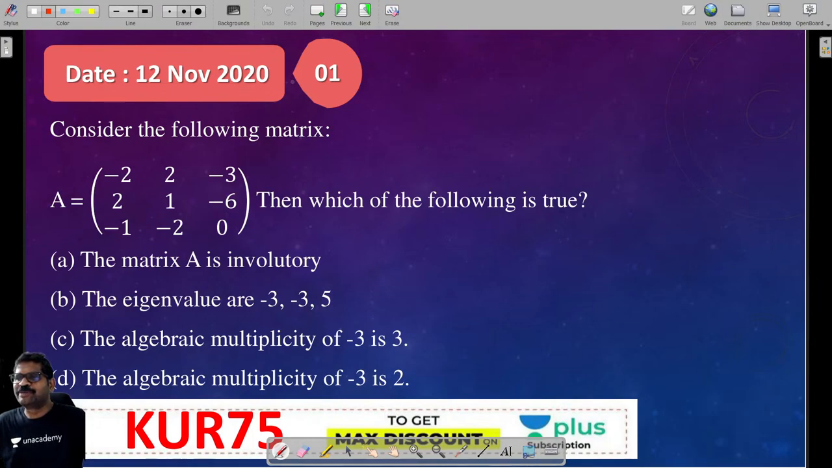Consider the following matrix. A 3 cross 3 matrix is provided. Then which of the following is true? Matrix A is involutory. Eigenvalues of the matrix are minus 3, minus 3, 5. The algebraic multiplicity of minus 3 is 3. And the algebraic multiplicity of minus 3 is 2. Now, first we have to find the characteristic equation of the matrix to get eigenvalues.